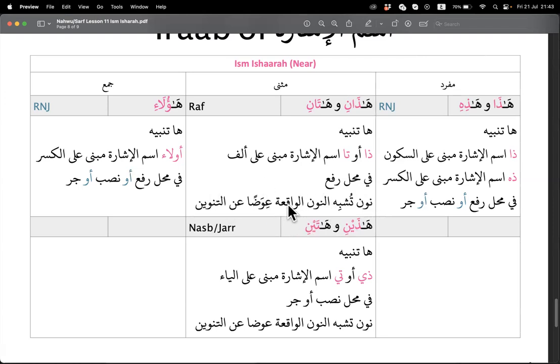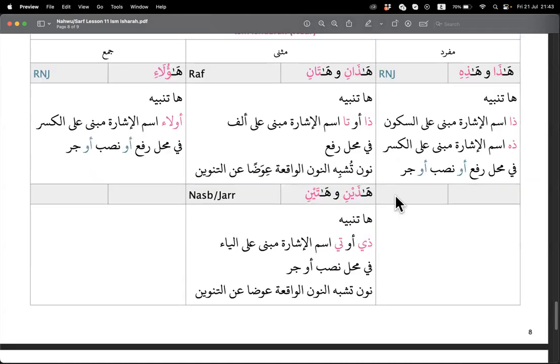Okay, same thing, inshallah, for the nasab and jar version. Okay, so zai and tai is our Ism Isyarah. It's mabni alayya. It's not mansub bilya or majrur bilya. Okay, it's mabni alayya and then fi mahali nasab or jar. Okay, because this one cannot be rafa. It must be nasab or jar. Okay, and then the same thing they say about the noon is substituting the tanwin in the singular. Okay, that is for the near.